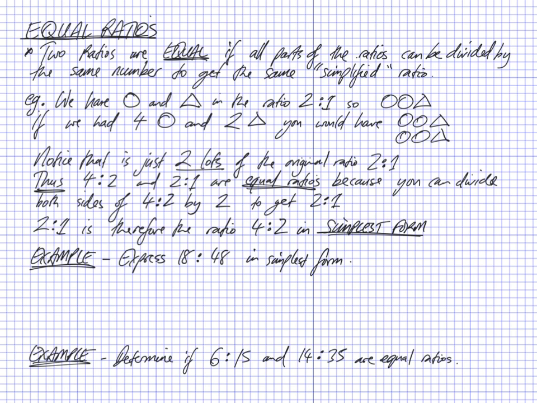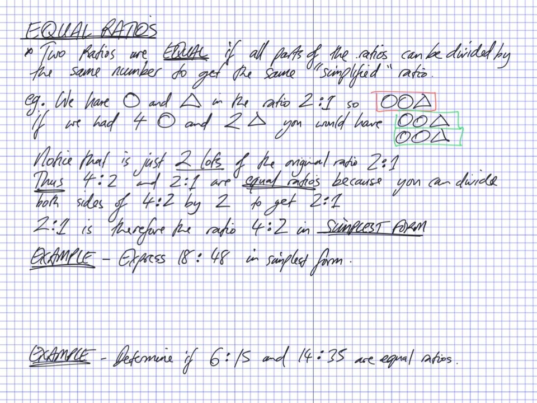If we had circles and triangles in the ratio of 2 to 1, that means I've got two circles and one triangle. Now, for example, we have 4 circles and 2 triangles. You would have 4 circles, 2 triangles like that. But you'll notice that that is just 2 lots of the original ratio. The original ratio was 2 circles and a triangle. Now we have 2 lots of 2 circles and a triangle.